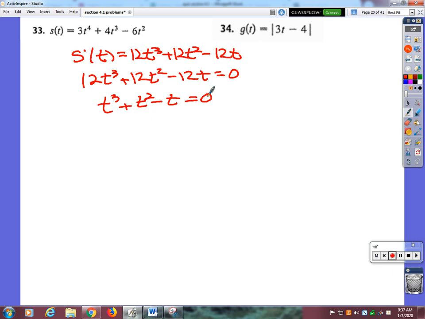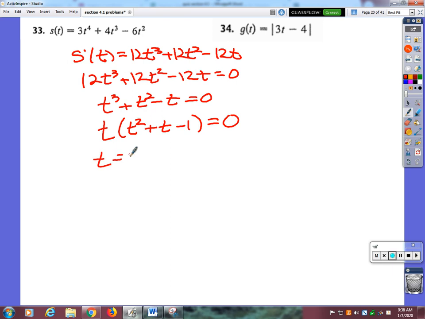Yep, factor out a t to start with. And then sadly, this right here will not factor. So we have to use the quadratic formula. Did you use the quadratic formula, Ben? You what?